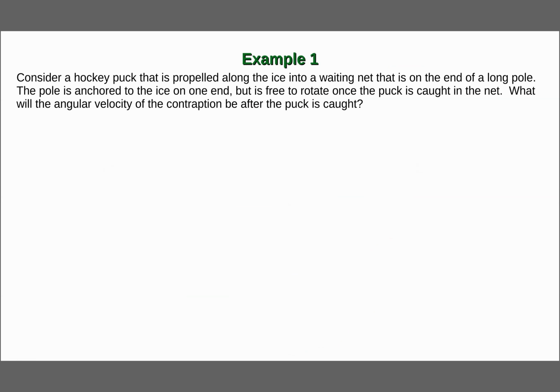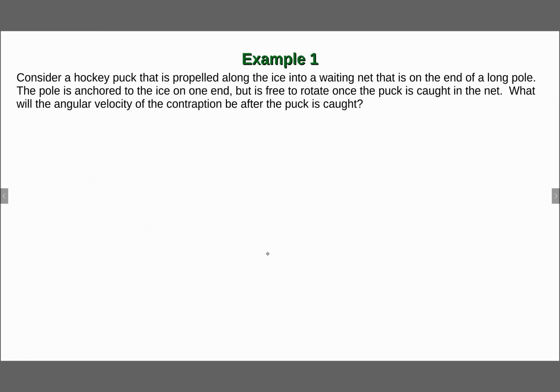So our first example. Consider a hockey puck that is propelled along the ice into a waiting net that is on the end of a long pole. The pole is anchored to the ice on one end, but is free to rotate once the puck is caught in the net. What will the angular velocity of the contraption be after the puck is caught?